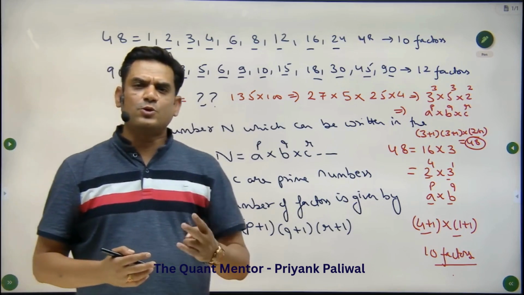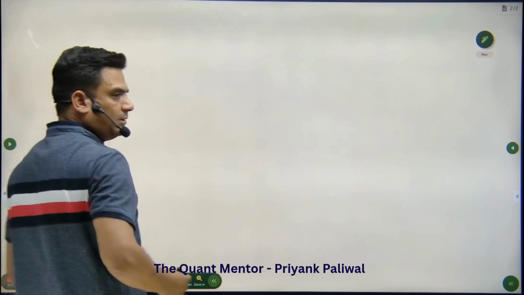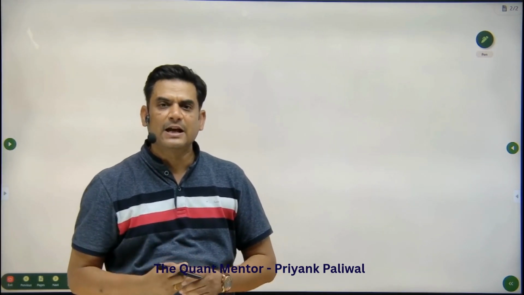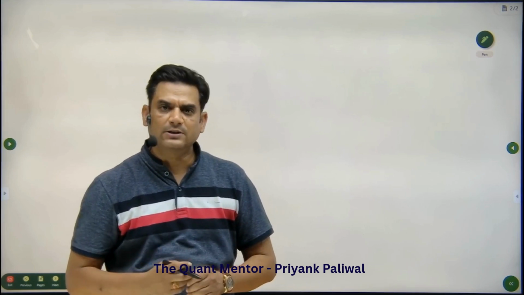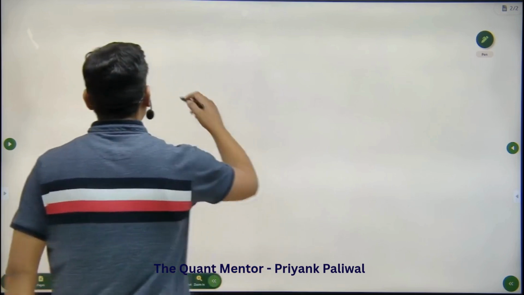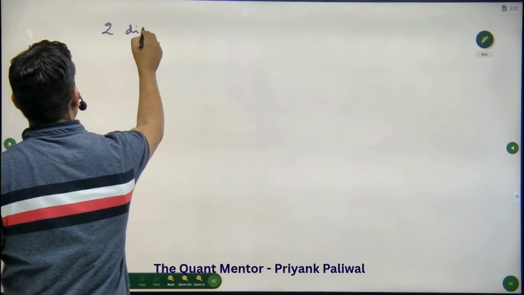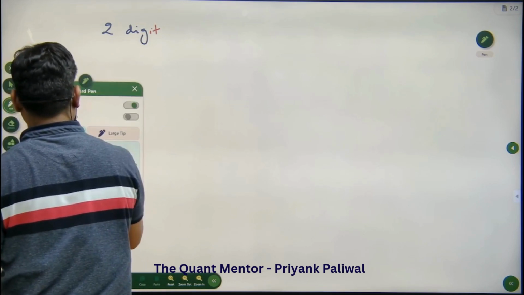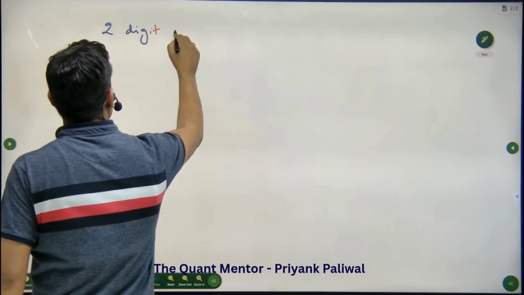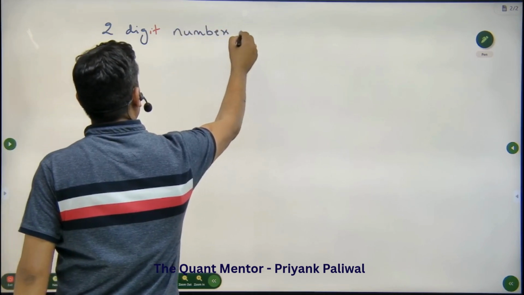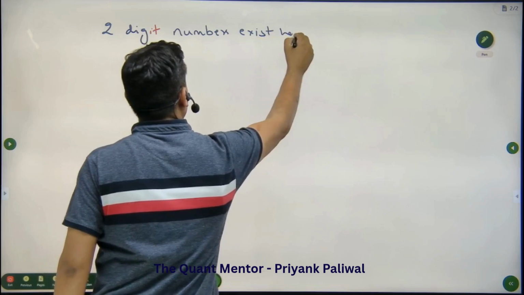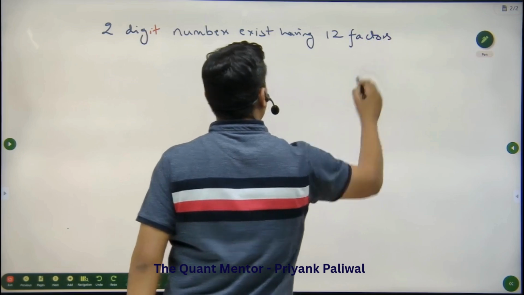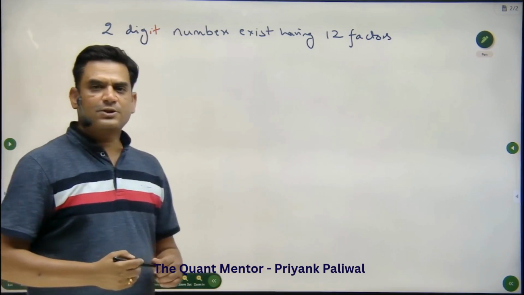Now let us do two basic questions based on factors. Let us start with one question. How many two-digit numbers exist having 12 factors? So that means they are asking how many two-digit numbers exist having 12 factors. So what is 12 factors?